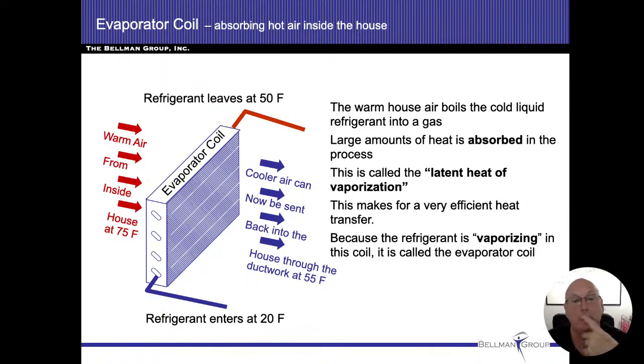Where it's a liquid coming in is after the restricting device. That's going to lower the temperature down to 20 degrees. That's not going to be an area that we can actually touch. That's going to be inside the plenum or the air conditioning coil. Typically it's going to be the capillary tubes, but we'll get to that in a little bit.